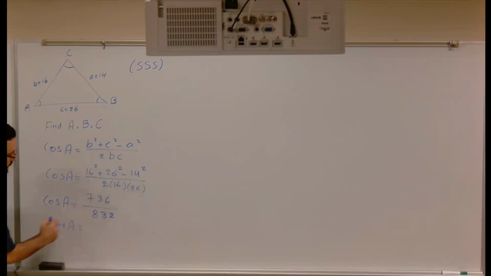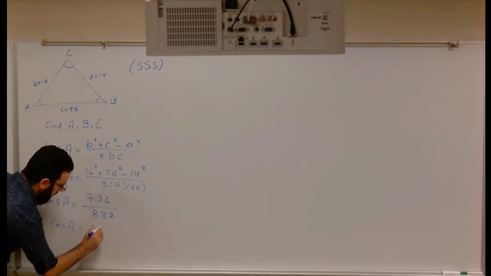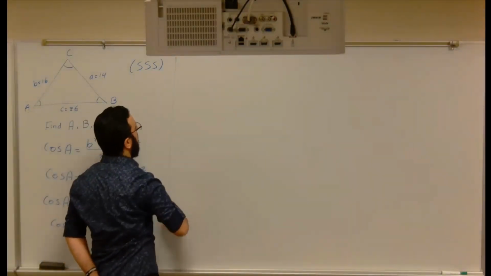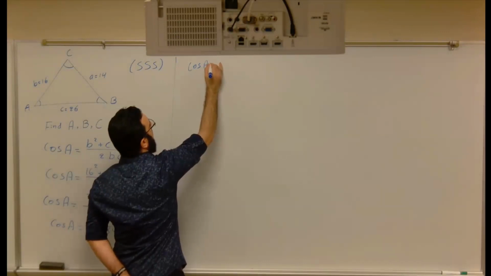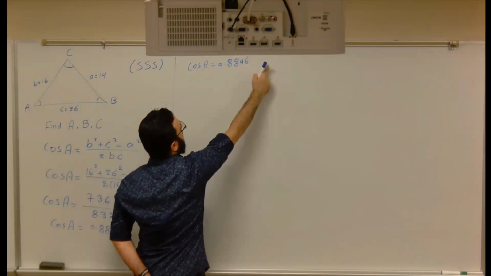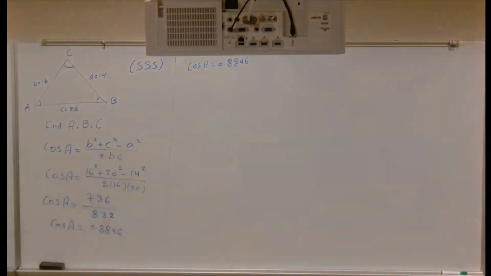832. Now divide these together. 0.88. More number: 0.8846. Now, how are we going to find the angle A? We have cosine A equal 0.8846. I prefer to take the whole number here when you're working on the examples.